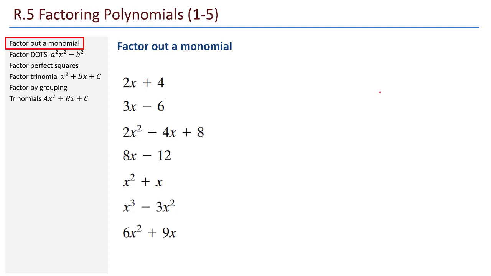First of all, factor out a monomial. A lot of times we have sums of 2 or 3 things, and there's a common factor in each term. What is the common factor? So let's give this a try.